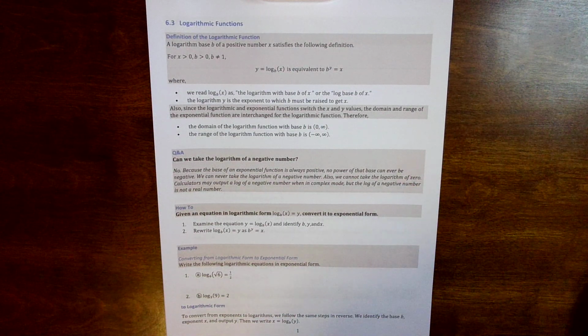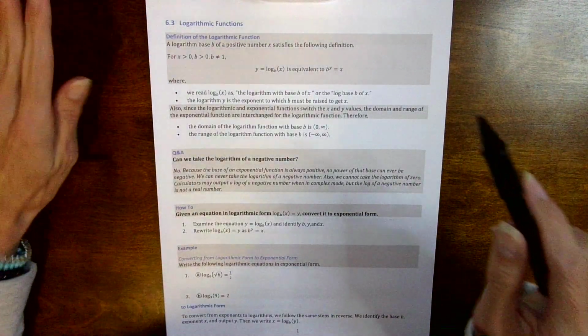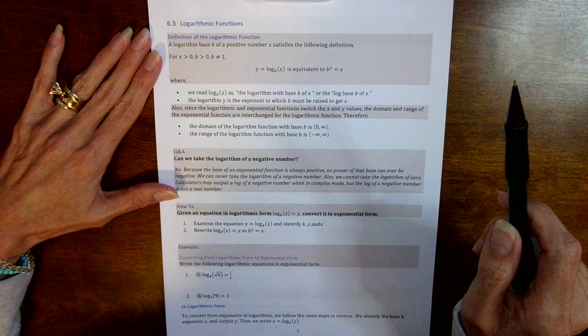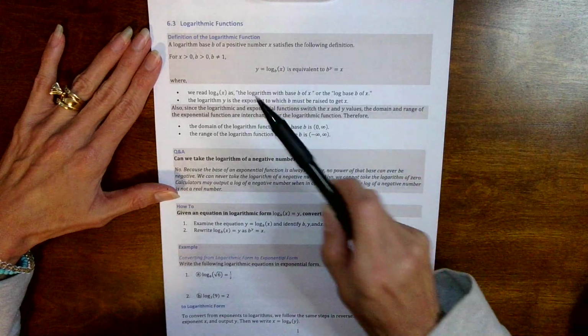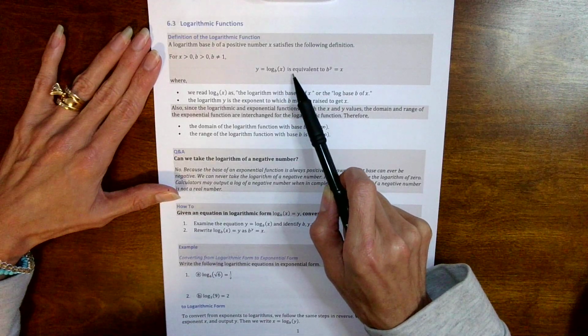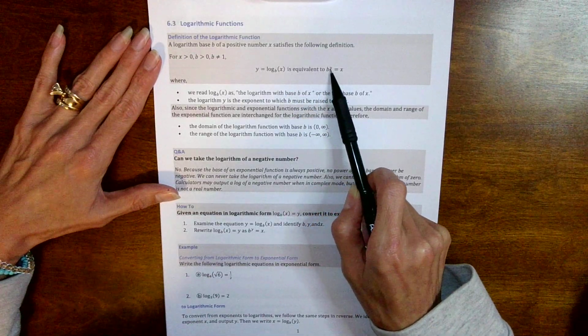Alright, we're going to talk about logarithmic functions. And logarithmic functions are inverses of exponentials. So they'll share buttons on the calculator, and we'll get to talking about that later. So log base b of a positive number satisfies the following definition. y equals log base b of x is equivalent to b to the y equal to x.